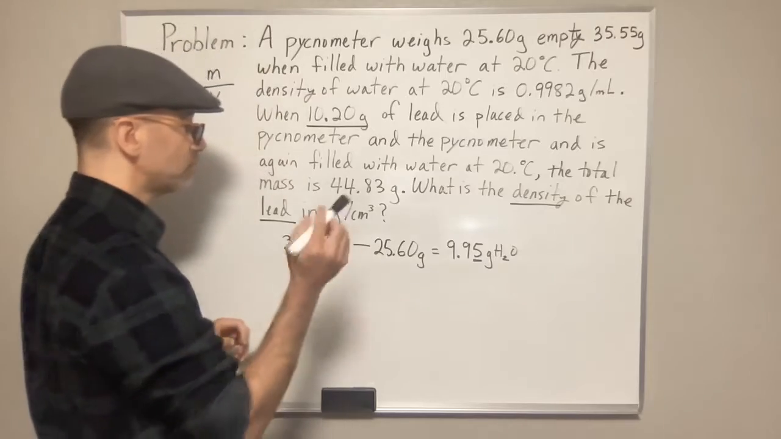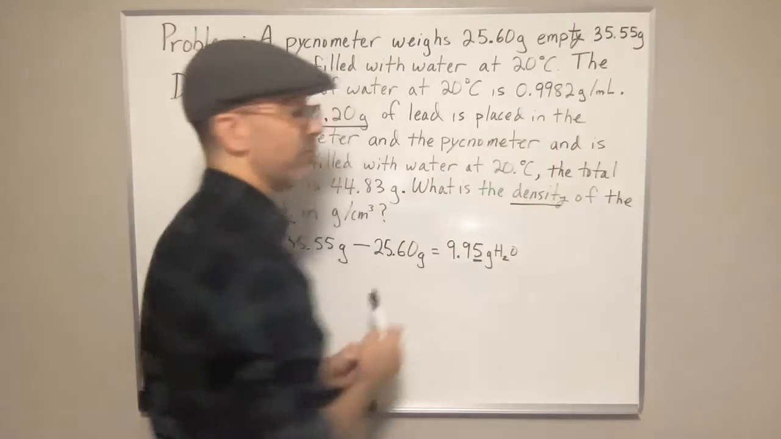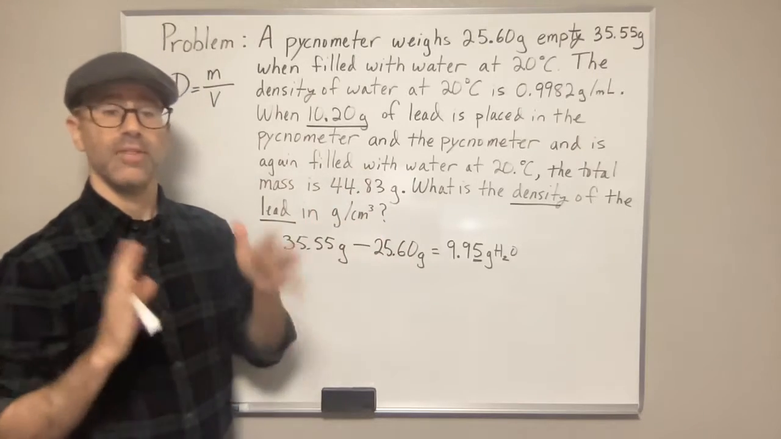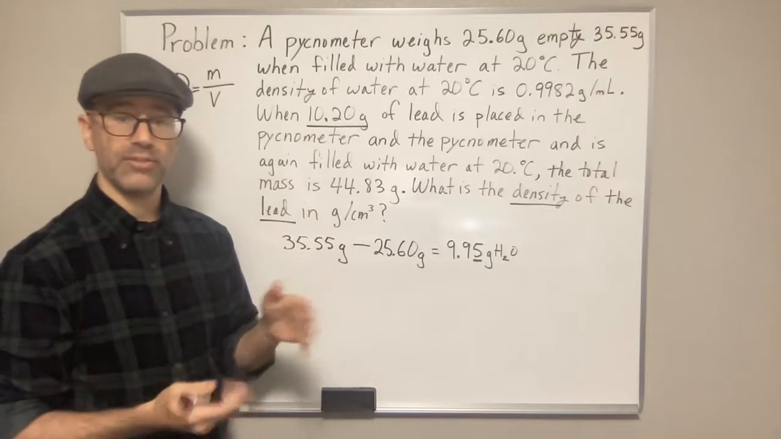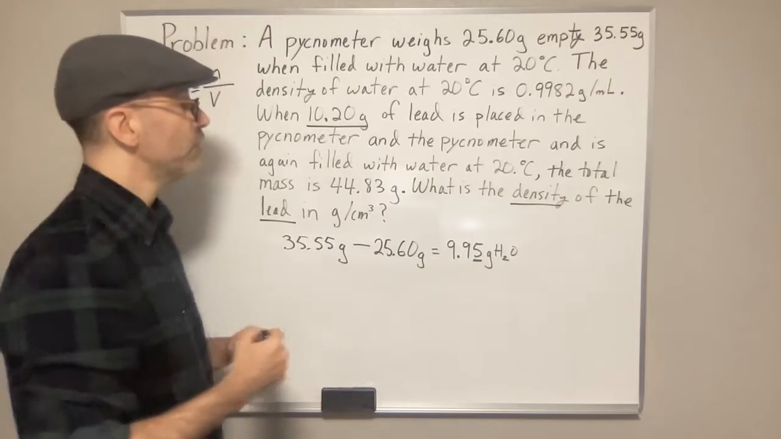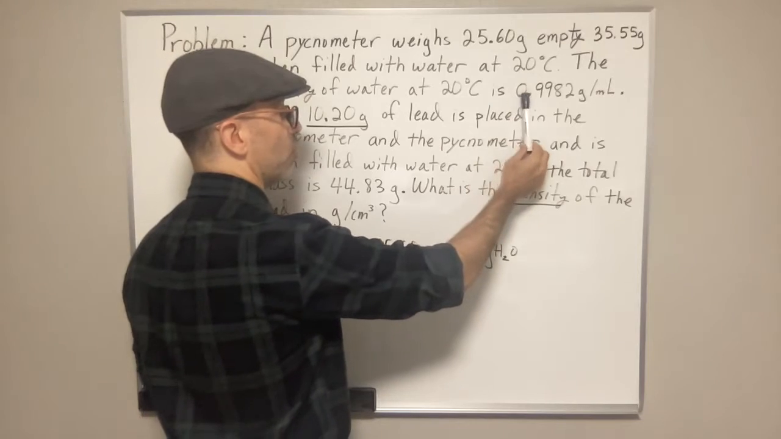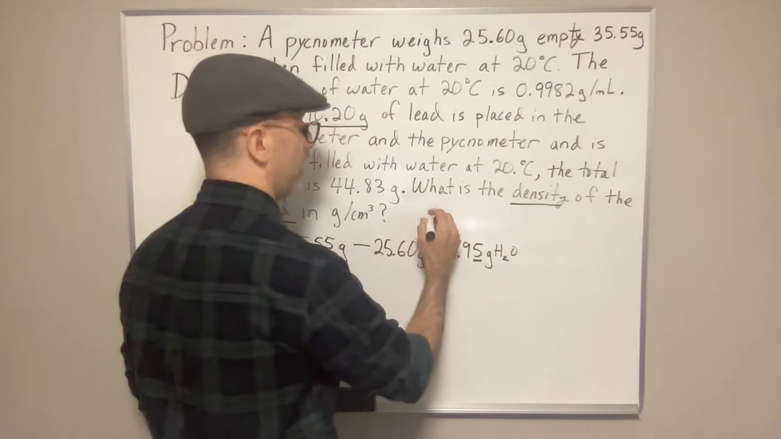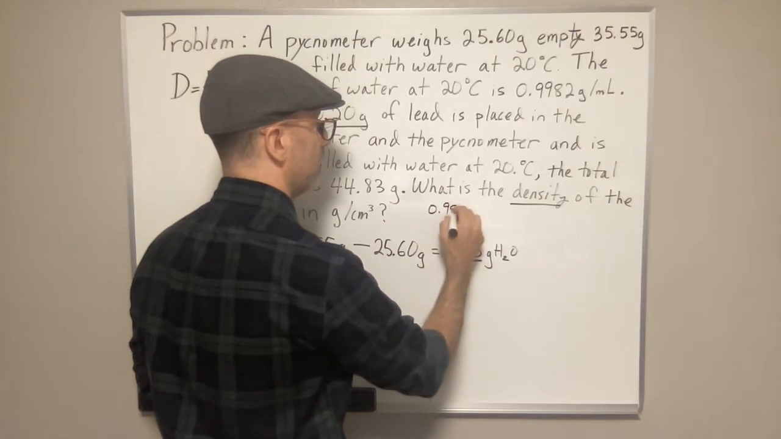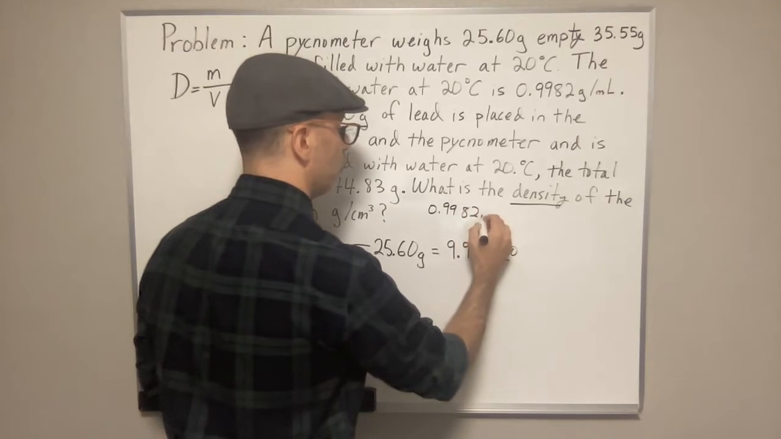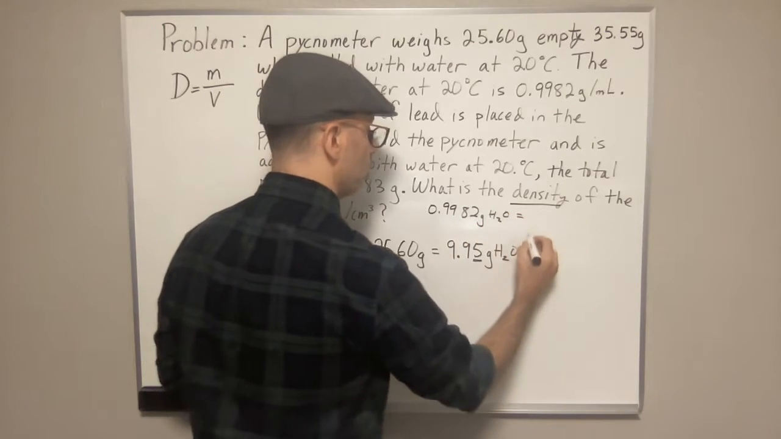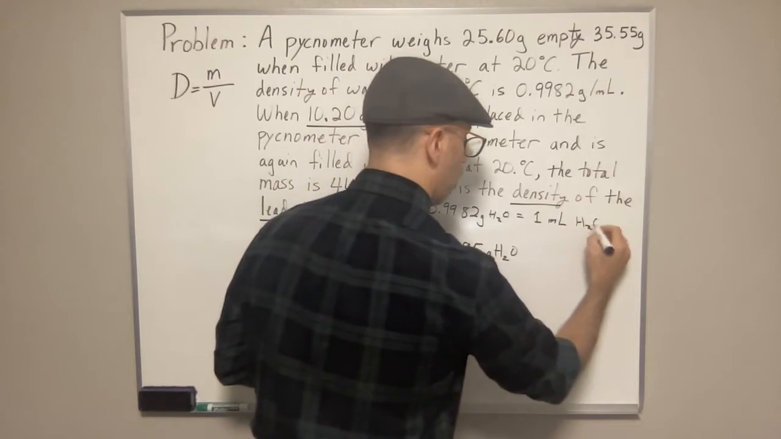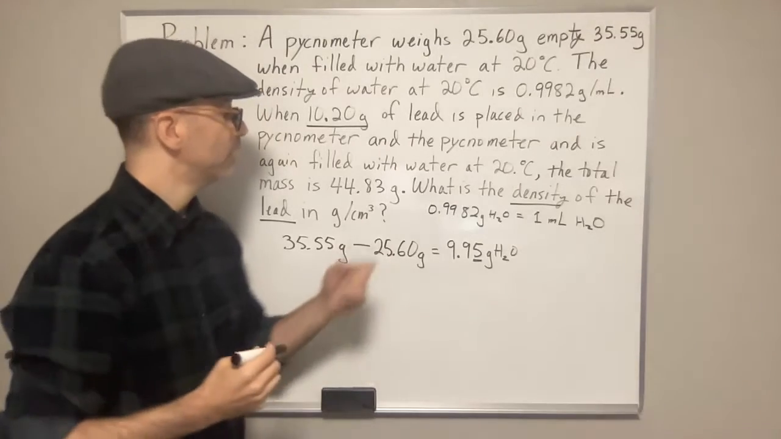Okay, so since I have density, remember when you have density, you have something per something. You have grams per milliliter. That is a conversion factor. So I can use density as a conversion factor. So since this is telling me that I have 0.9982 grams for every milliliter, I can write that as 0.9982 grams of water is equal to 1 milliliter of water at that temperature.